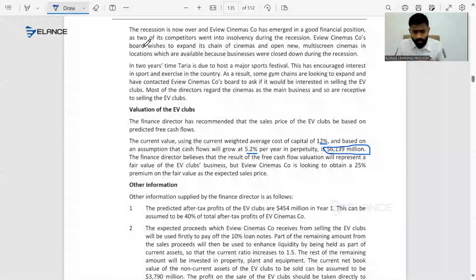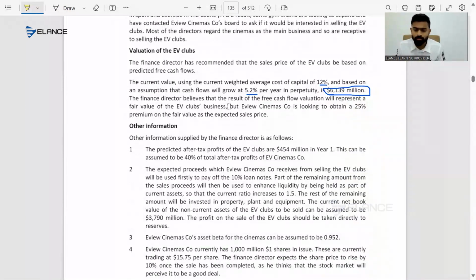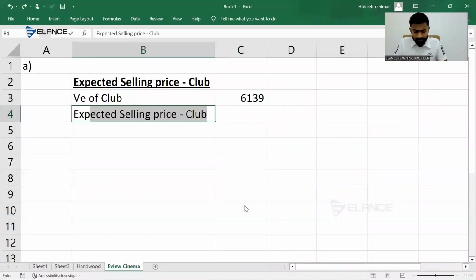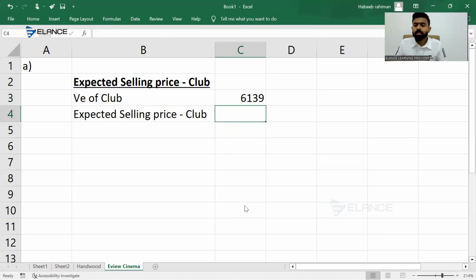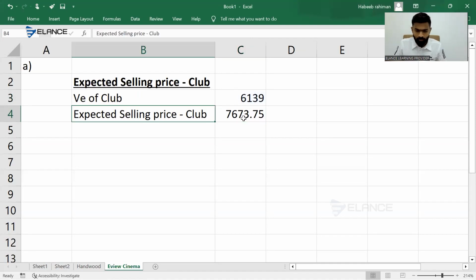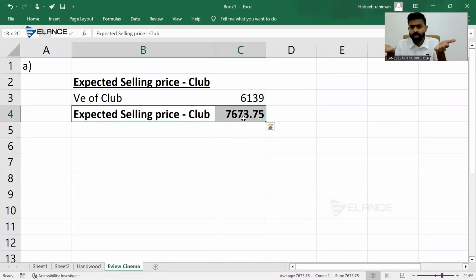But in this question, are they expecting any premium? eView Cinemas is looking to obtain a 25% premium on the expected selling price, the valuation. So their expected selling price will be increased by 25%. So 6139 multiplied by 1.25. This is the expected selling price. This is the amount we are going to realize as cash if everything happens as stated in the question. So we are done with the calculation of expected selling price for eView Cinemas.